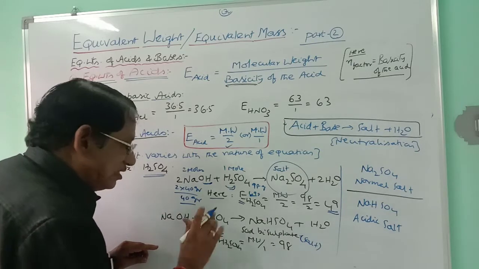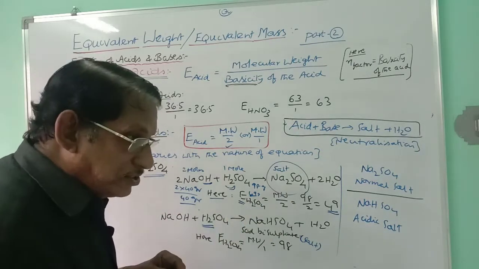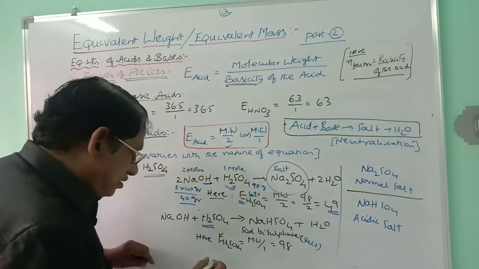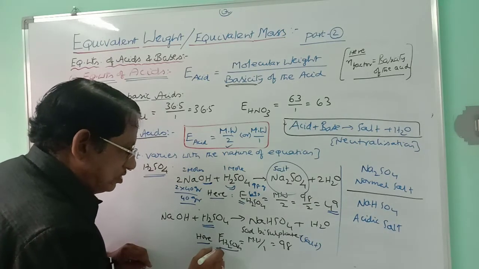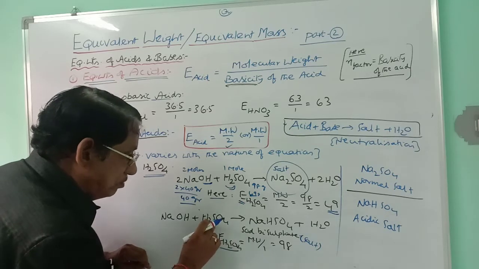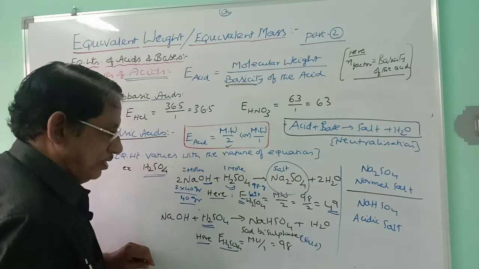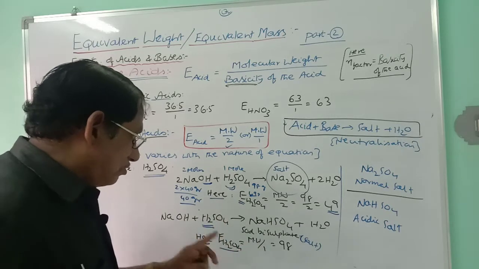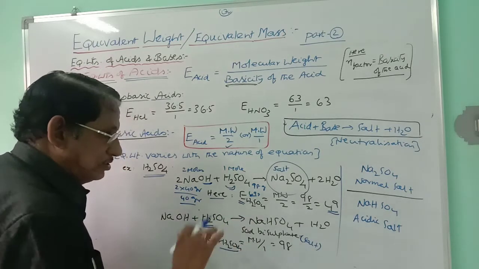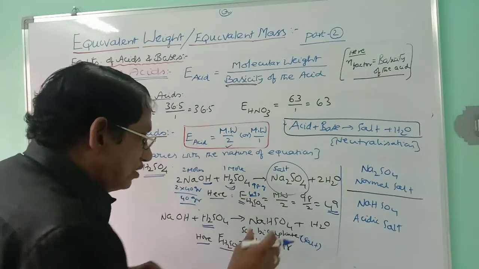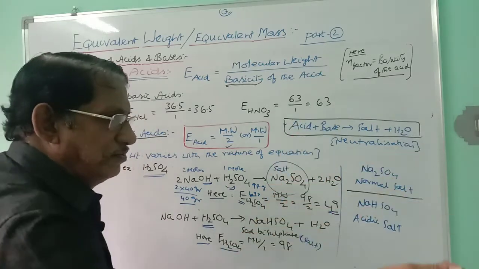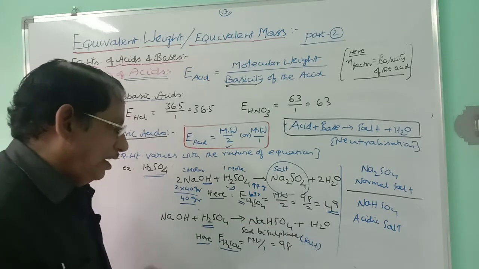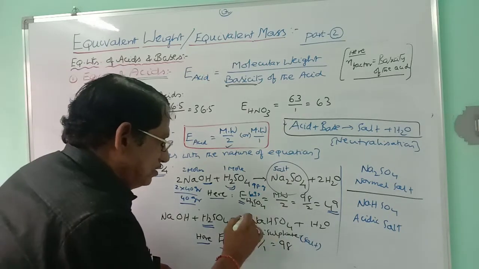As only 1 H is replaced by OH, its basicity in this reaction is equal to 1. And thereby, in this case, E of sulfuric acid is equal to molecular weight by 1. Basicity here is equal to 1, and so this is equal to 98. So here molecular weight is equal to equivalent weight because 1 H is not utilized here. But if you take sodium bisulfate, it still further reacts with sodium hydroxide giving you sodium sulfate. That is different. And this is the salt, this is also a salt.